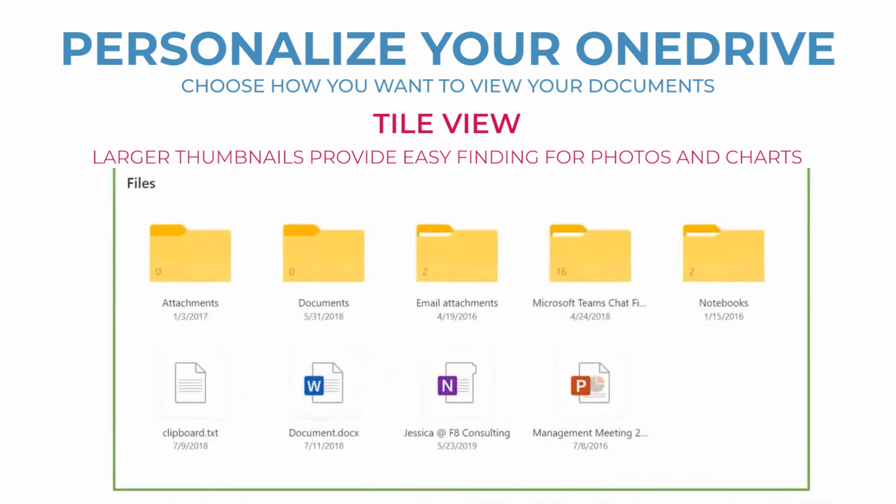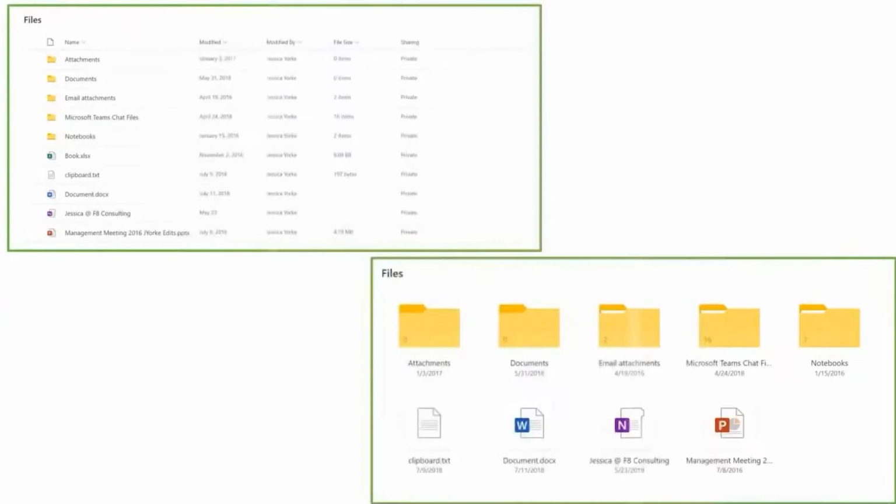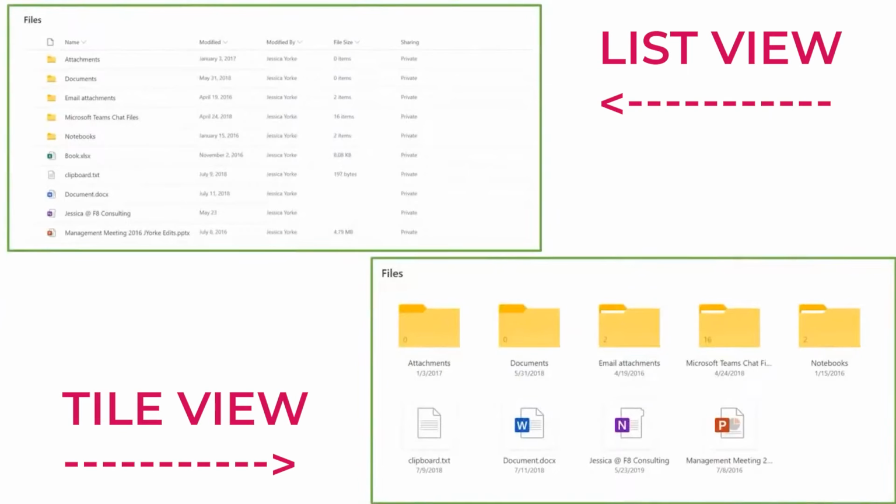And the other view is tile view, and this provides larger thumbnails, which is great if you are using OneDrive for photos or charts. You get a picture of that, and it really makes it easier for you to search through your files that way. So here we have a side-by-side or top and bottom view of the list and the tile view, and it's really up to you on how you would like to view your files in your OneDrive. Again, depending on what you are putting in there will help you decide which view will work best for you.